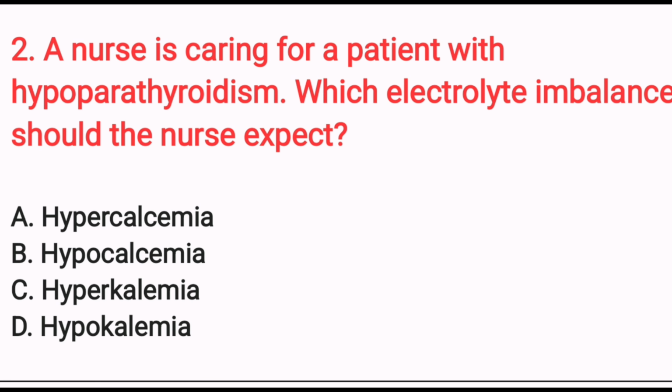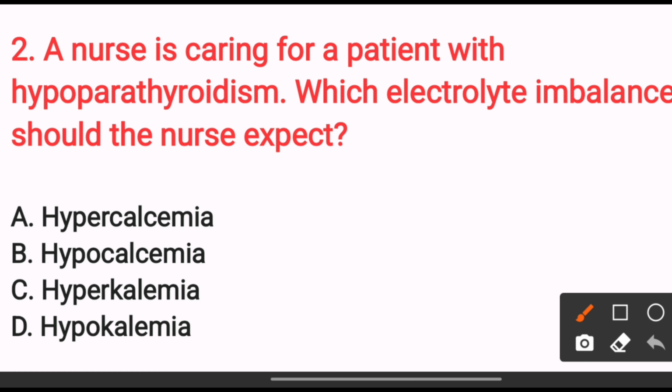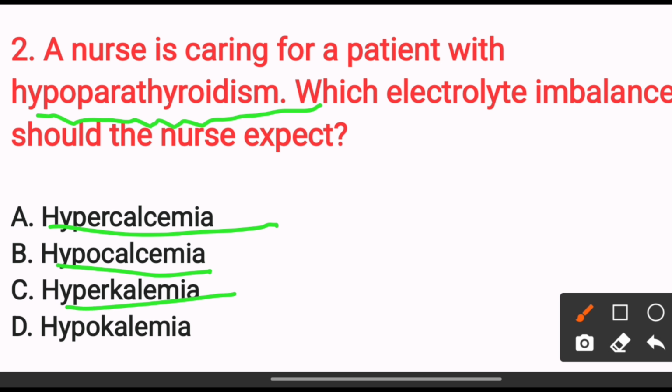Next, a nurse is caring for a patient with hypoparathyroidism. Which electrolyte imbalance should the nurse expect? Option A hypercalcemia, option B hypocalcemia, option C hyperkalemia, option D hypokalemia. The answer is option B.